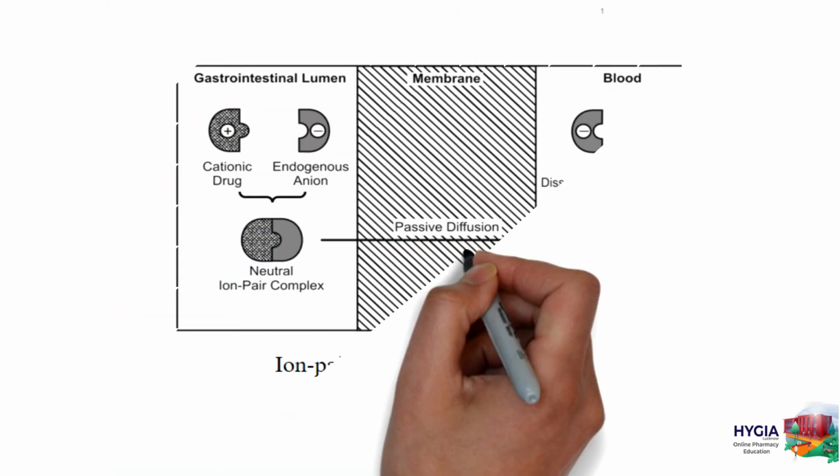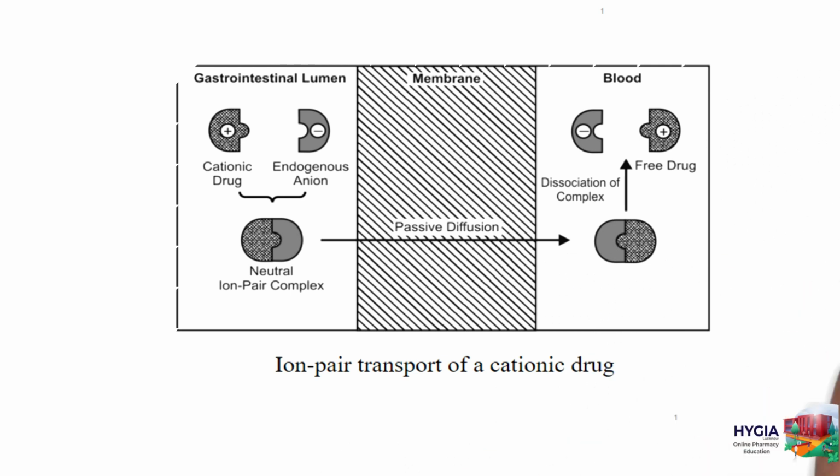The next one is the ion pair transport mechanism. In passive diffusion, what I told you in the first introduction is that passive diffusion only takes place if the drug is unionized in nature. But we have seen that if the drug is ionized in nature, it also diffuses passively. Why? Because the ionic drug makes a complex with the endogenous ions present in the gastrointestinal tract. And this complex is neutral in nature, that is unionized, and it will diffuse passively, right?